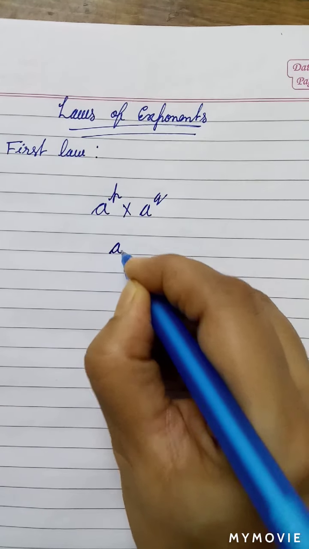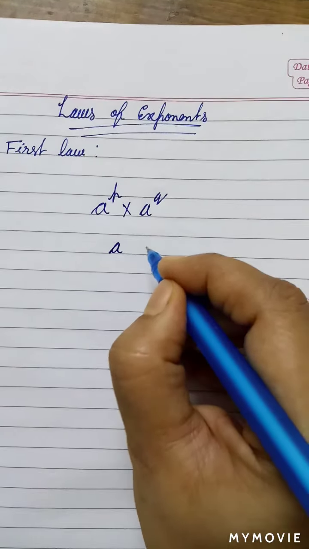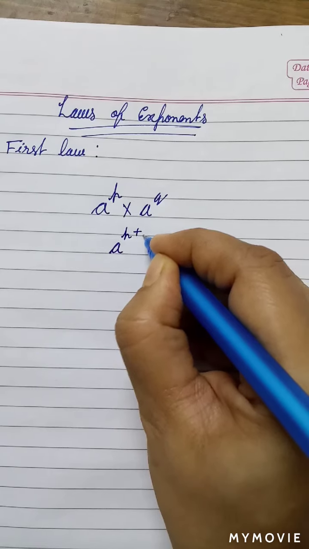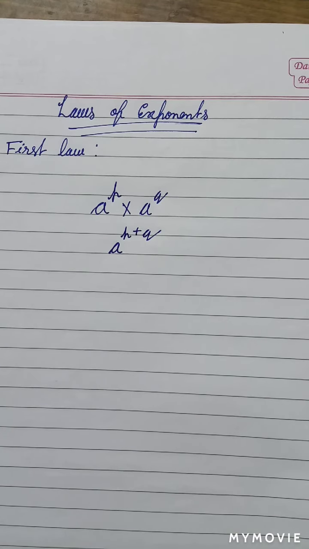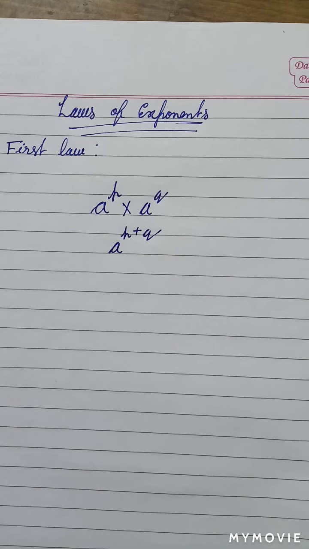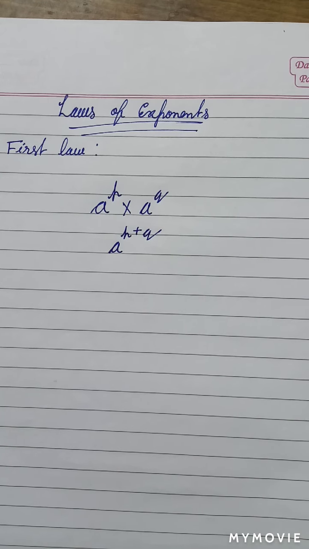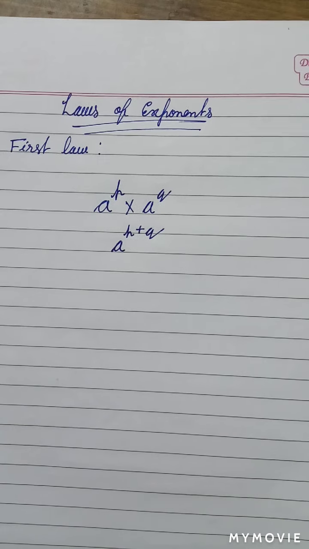we will keep the base same. A is the base, so we will keep it same and we will simply add the integers. The condition here is a should be a non-zero rational number. So let us understand it with the help of an example.